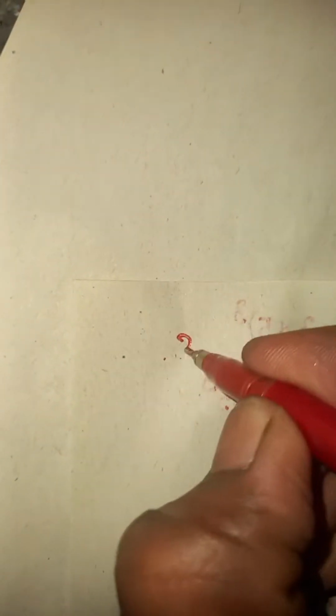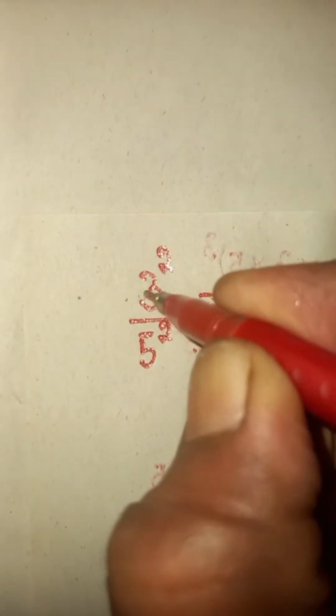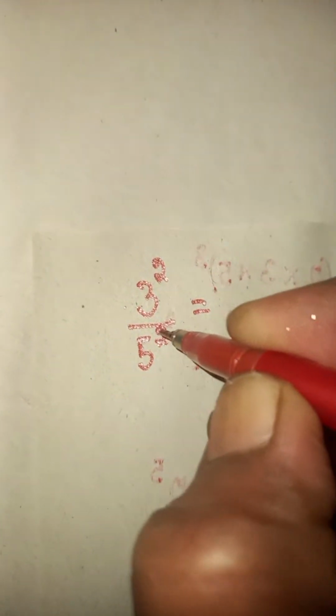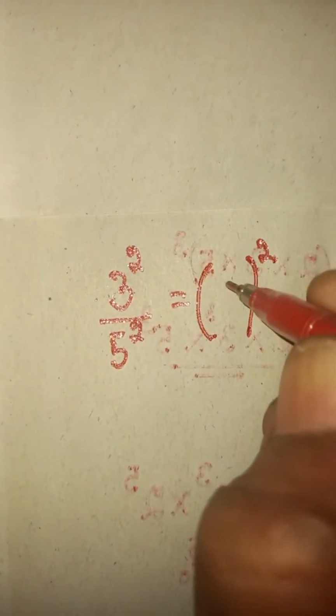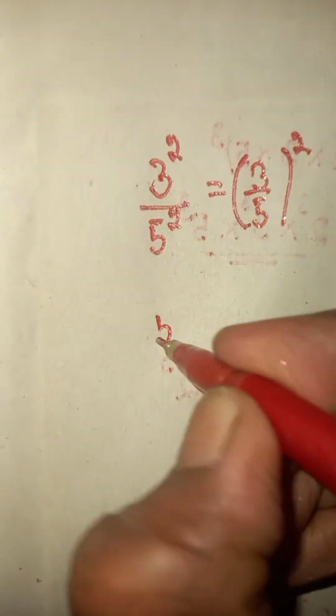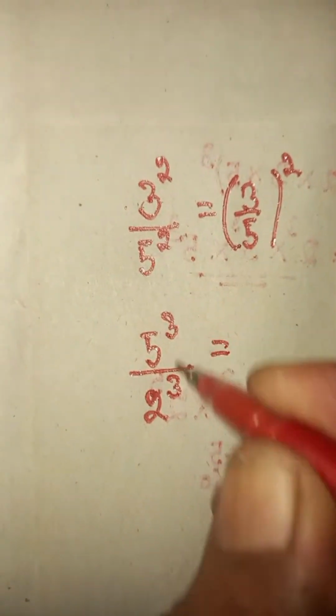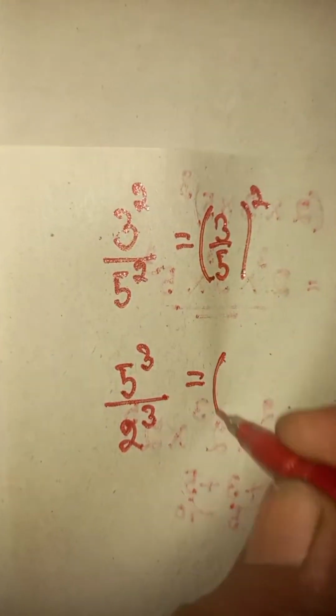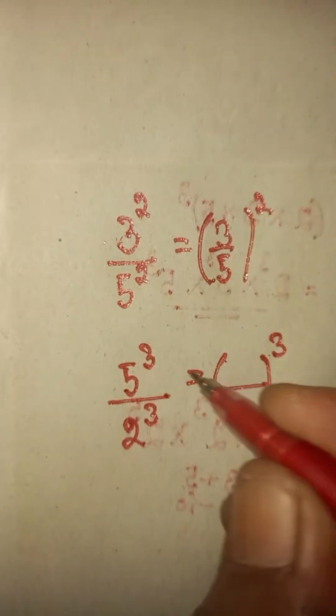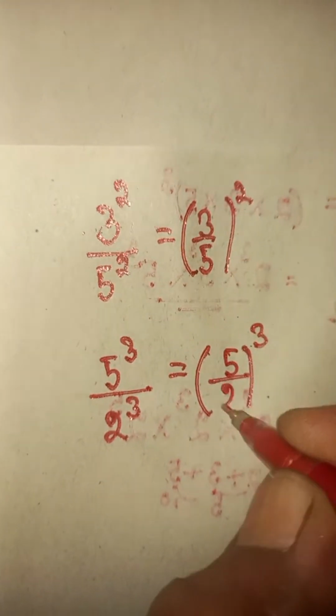Now I'm going to tell how to divide when the powers are the same. That is 3 square divided by 5 square. See here, the bases are different. Here it is 3, here it is 5. But both of them have square as the power. So take square as the common power and write the inside numbers 3 by 5. Let's take one more problem. Here it is 5 cube divided by 2 cube. Here both of them have power 3 in common. So take out power 3 as common and write here 5 by 2.